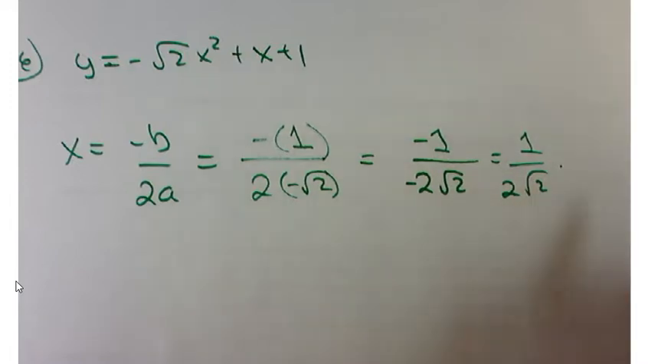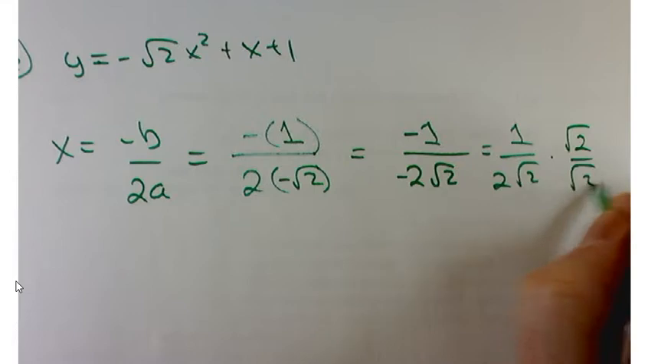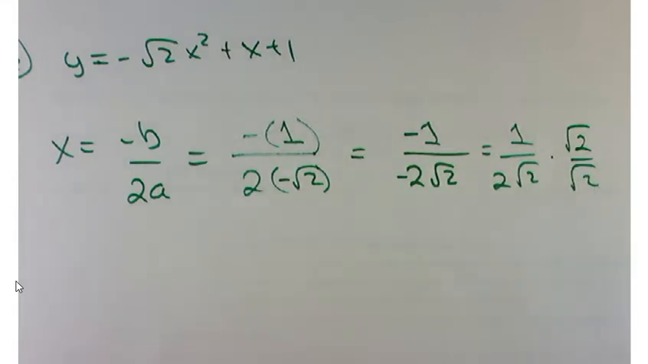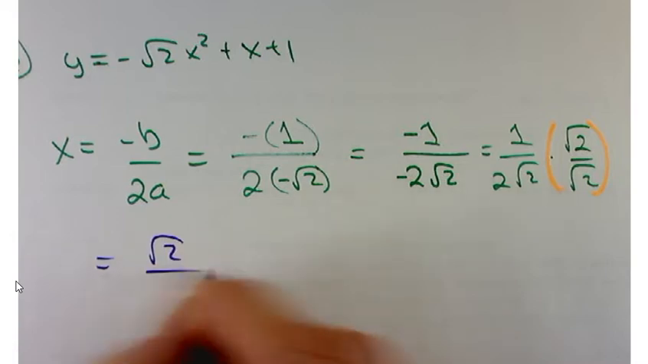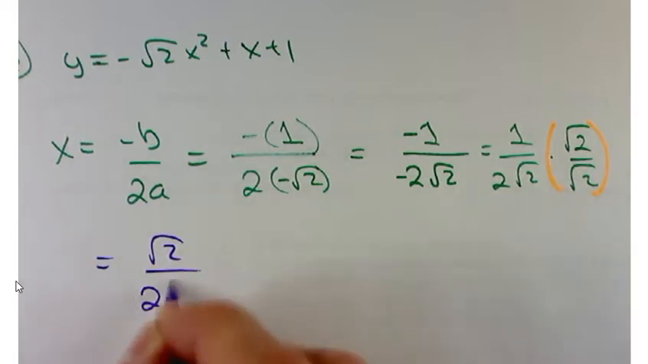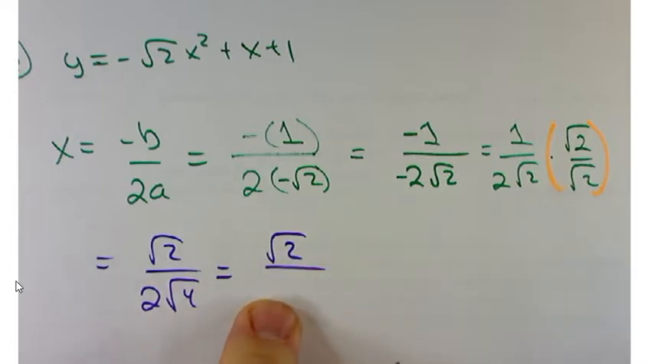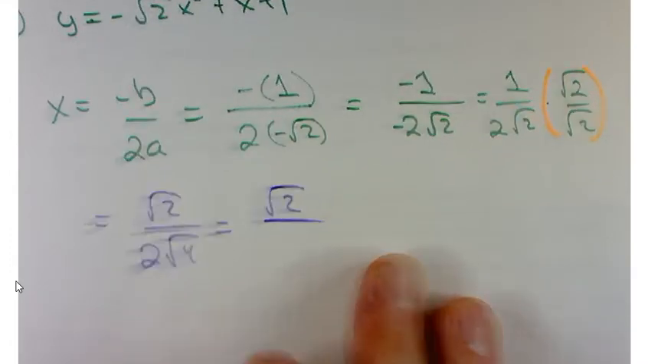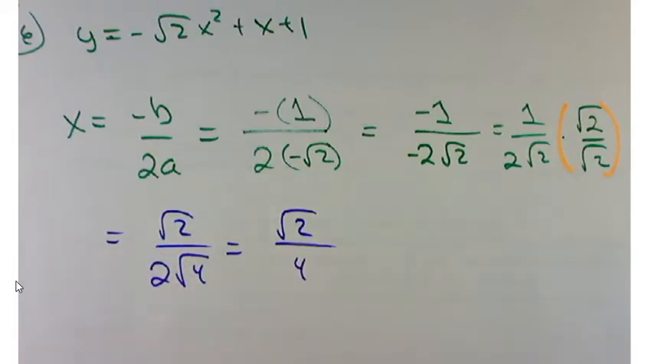So what I could do is I could rationalize this. If I multiply by 1 in the form of the square root of 2 over the square root of 2, then I end up with square root of 2 over 2 times the square root of 4, which is square root of 2 over what? Yeah, 4. Because this is really 2 times 2. So I'll have a 4 in the denominator. So that should be the x-coordinate of my vertex.